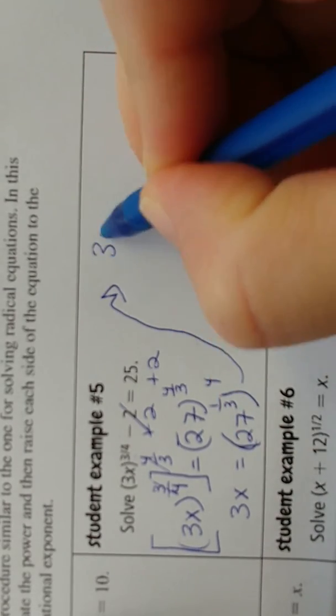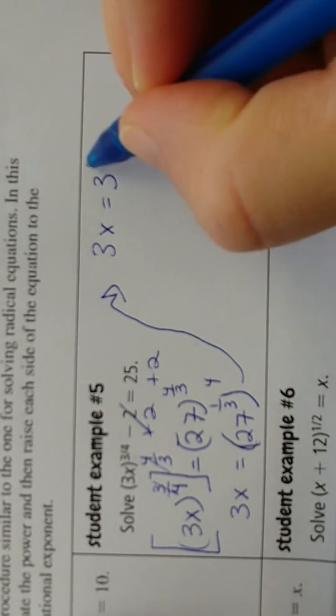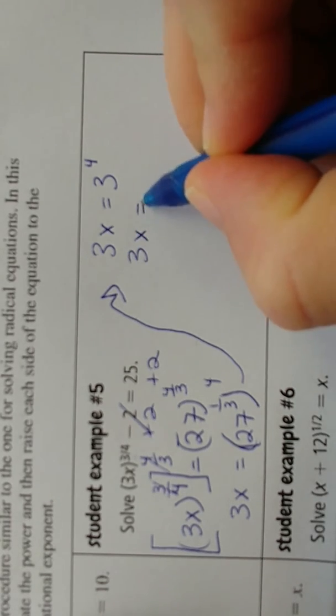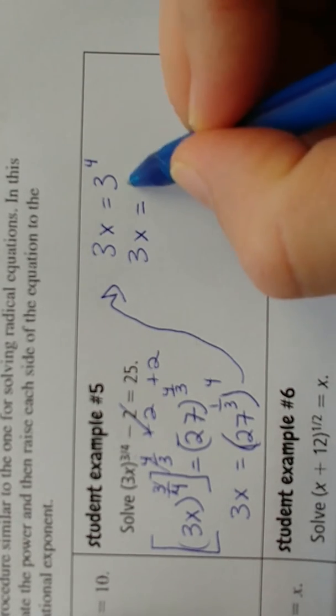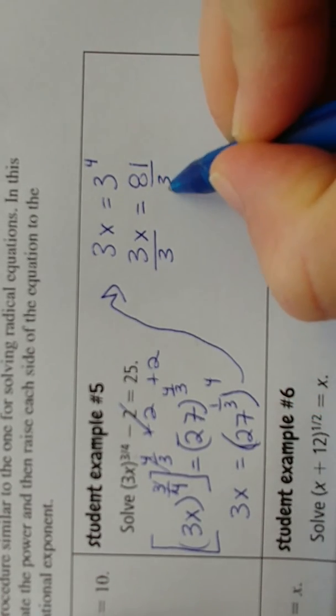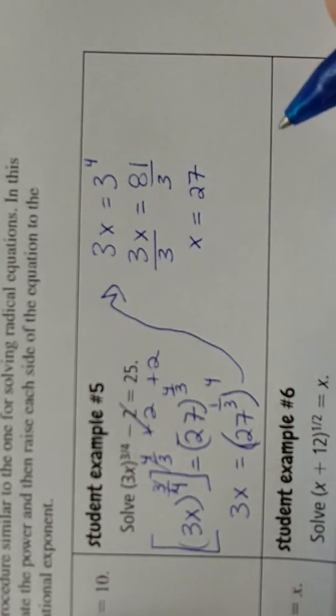And that allows me to say 3x equals, now we know the cubed root of 27 is 3, and 3 to the fourth power we can evaluate. 3 to the fourth power is 81. And I can divide both sides by 3, and we get x equals 27.